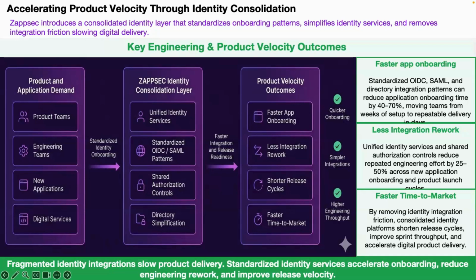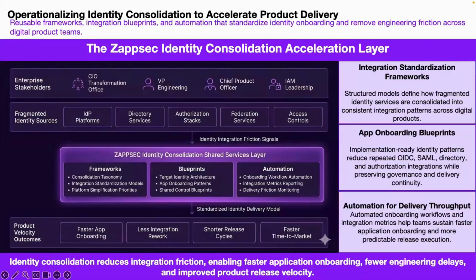So how does ZapSec differentiate here? What secret sauce do we bring to the table? Because consolidation is easy to describe, but it's hard to execute without disrupting what is already running. It's a great point. So, three things. First, consolidation frameworks. We're assessing the current identity estate, we're mapping overlaps, and we're defining the target architecture. Things like which platforms to retain, which to retire, and how the consolidated stack serves every application type, which includes workforce, customer, and product. The second is structured delivery.